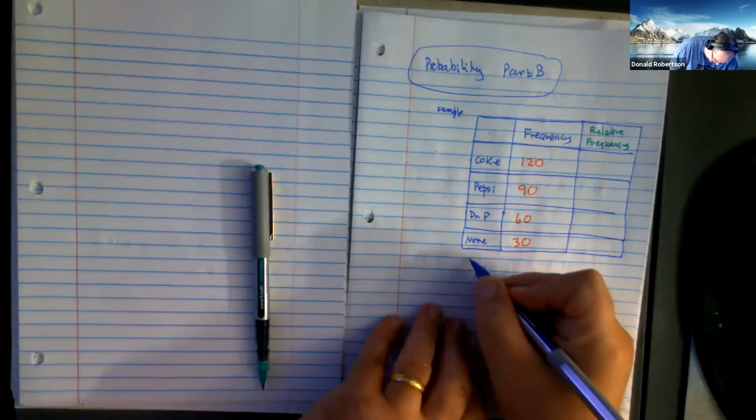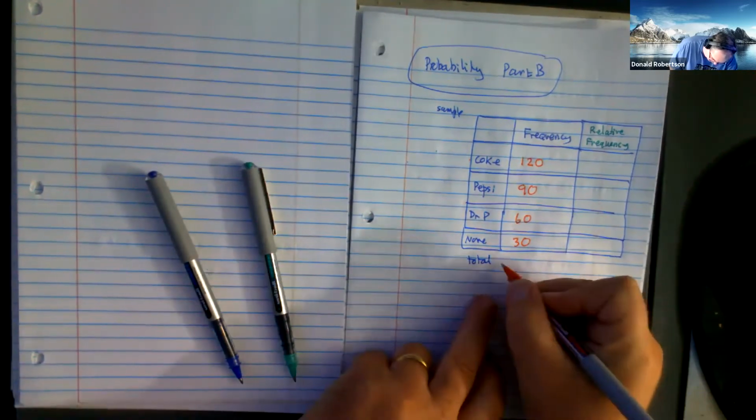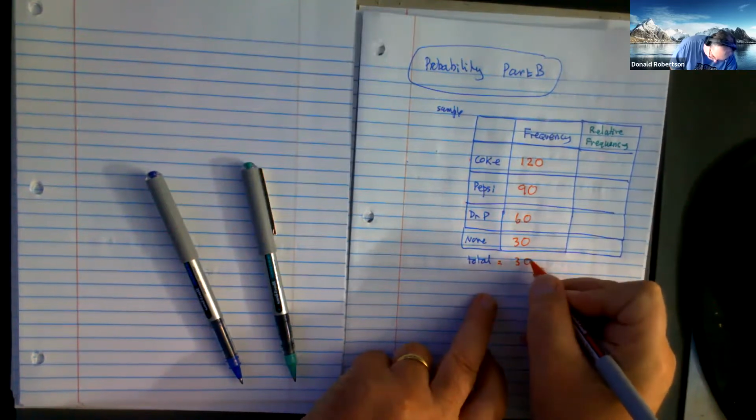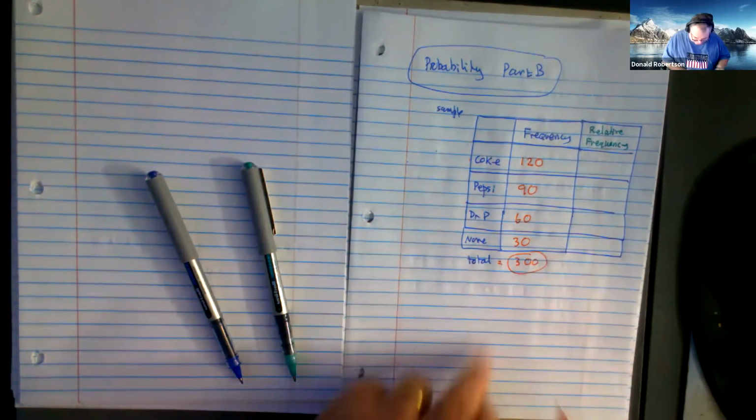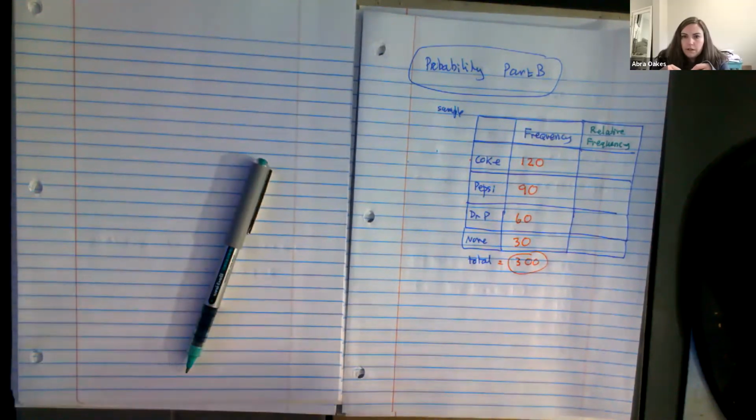Before I talk about that, the total number of people in this sample was 300, right? How do you calculate relative frequencies? So what's the relative frequency for people who said Coca-Cola? Just opposite, so it would be 180.